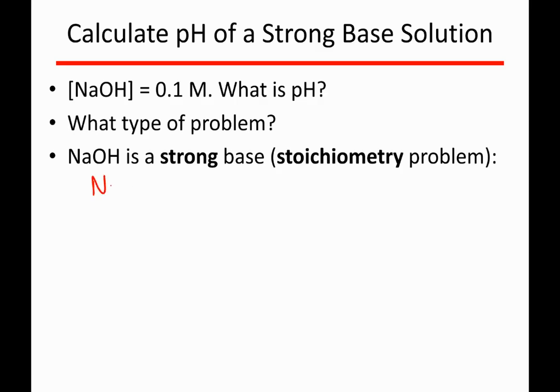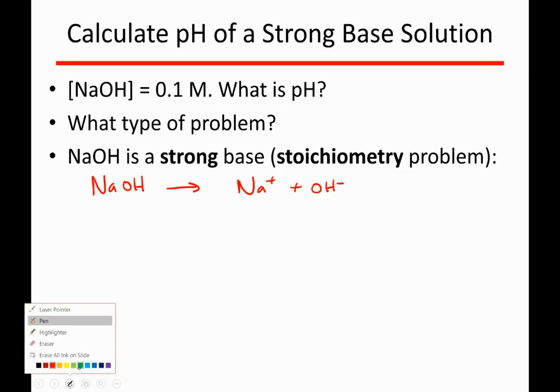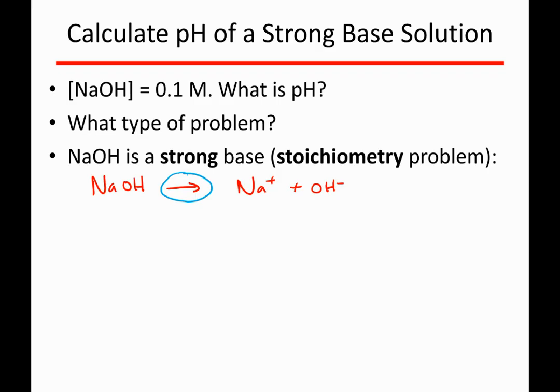What we have here is NaOH dissociates completely into Na plus and OH minus. And this is a strong base, and so the dissociation is 100% complete. That's why a one-way arrow is being used here. So strong equals stoichiometry. It equals a one-way arrow. All of the NaOH dissociates into Na plus and OH minus. You cannot go back. That's why we don't draw an arrow going in the reverse direction.